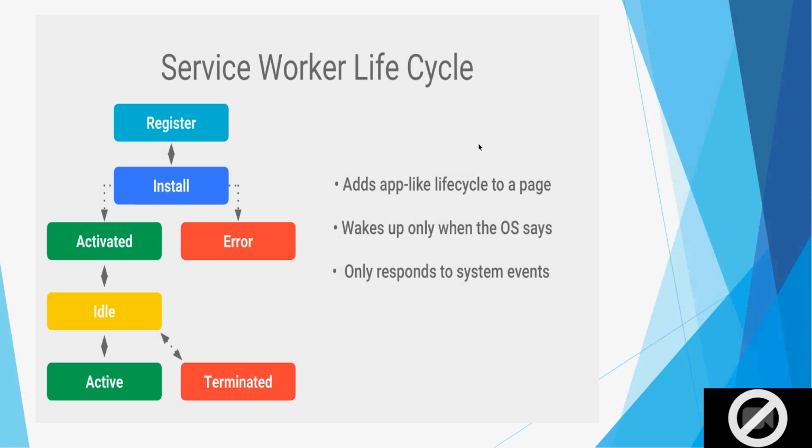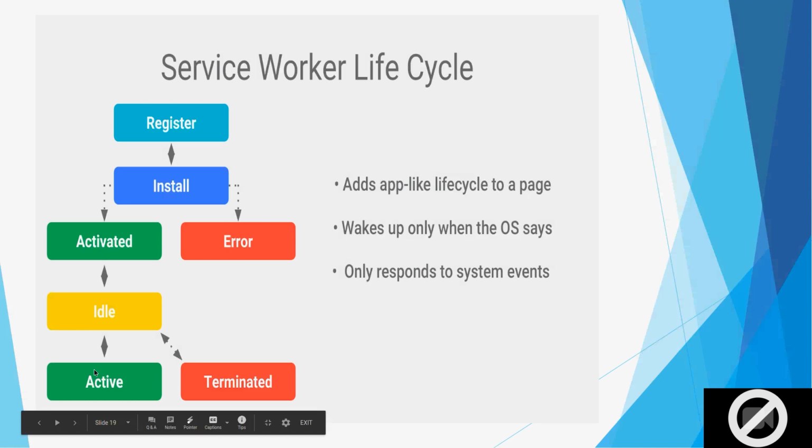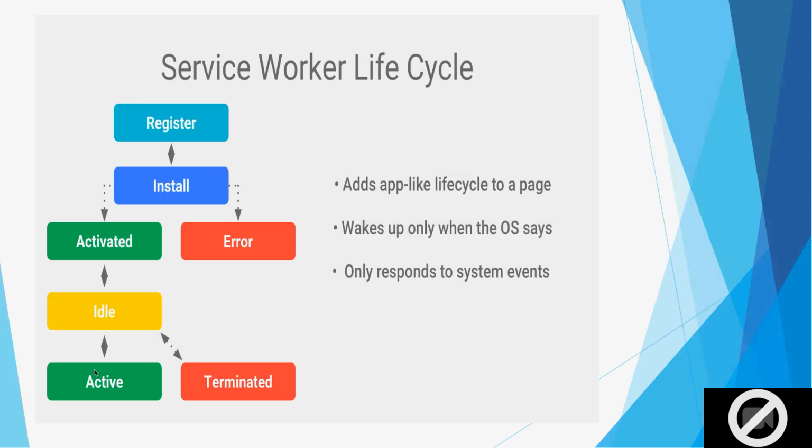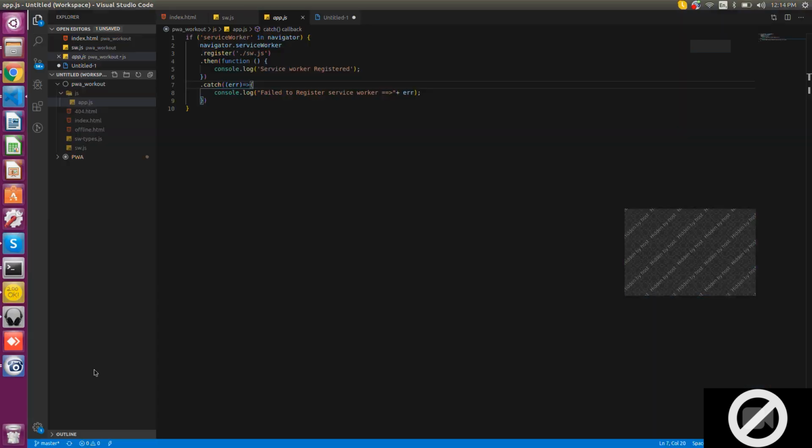So what it does, it's the life cycle of the service worker. It first checks whether the browser has the service worker or not. Then it installs it, and then activates, if it is able to activate. If it couldn't, it will show an error, stay in an idle state, and then terminate. So this is the life cycle hook of the service worker. I'll show it one by one.